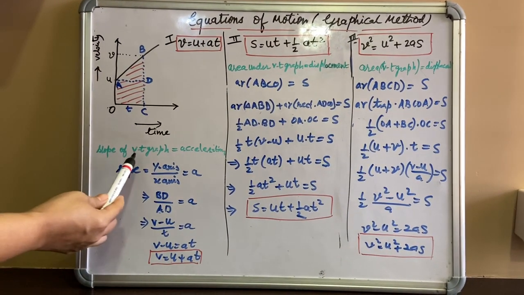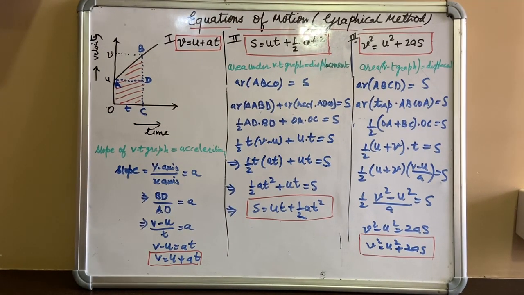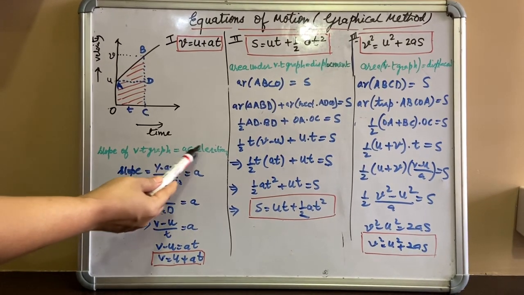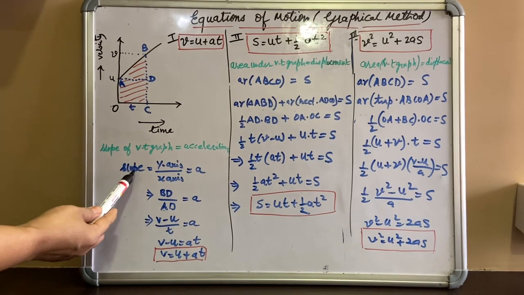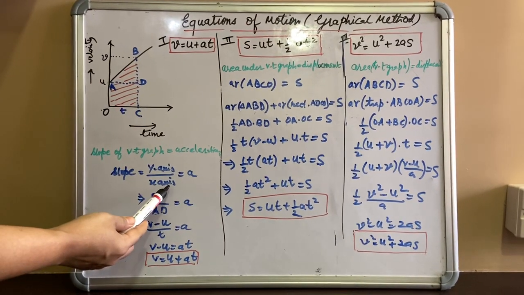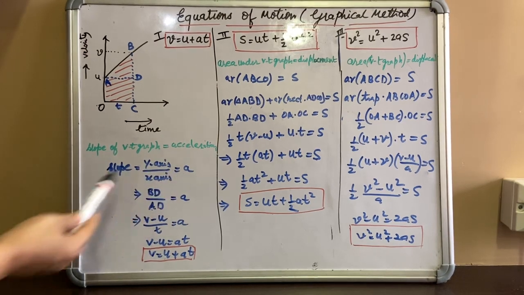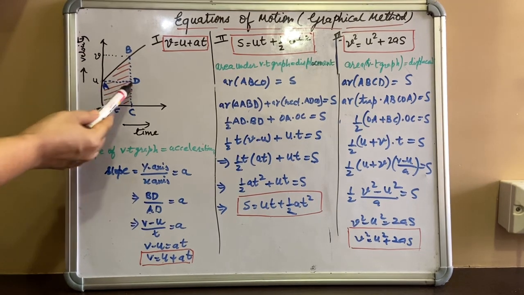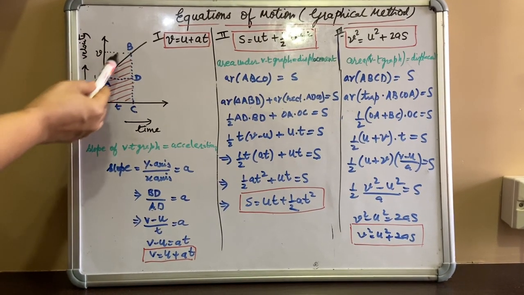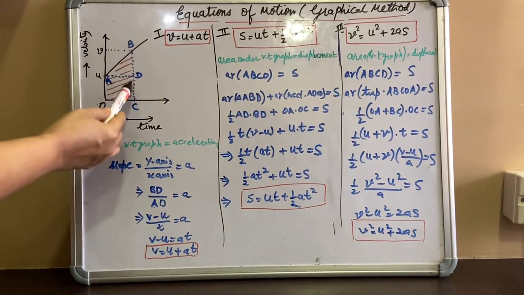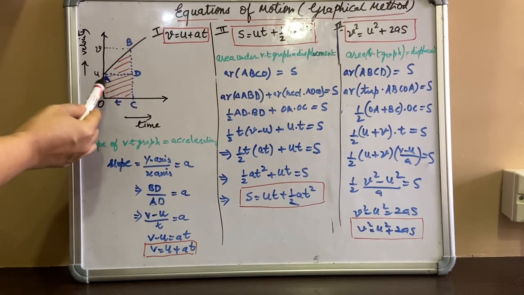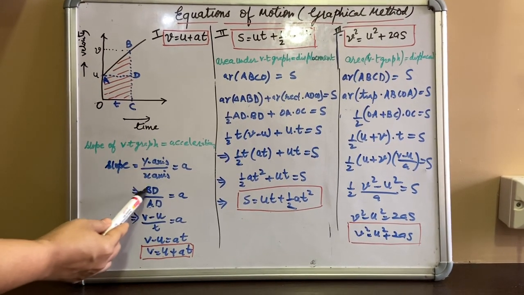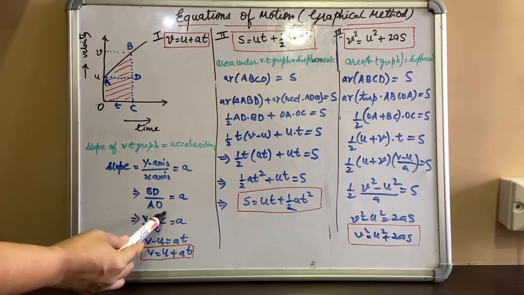We know that the slope of the VT graph is acceleration. Slope is equal to the y-axis value upon the x-axis value, and this is acceleration, a. For the 2 points A and B, if we draw perpendiculars, we will get a right angle triangle like this. BD is parallel to the y-axis and AD is parallel to the x-axis. So the y-axis value means BD and the x-axis value means AD.